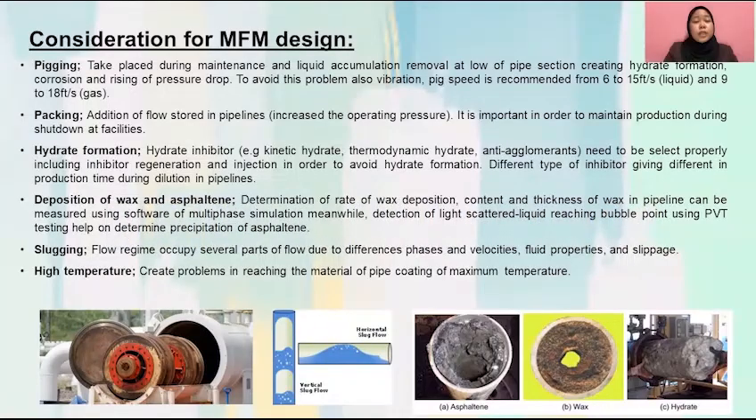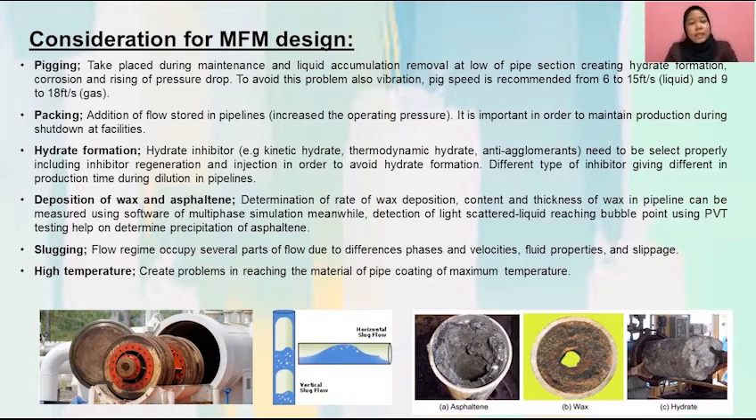Okay, we move to the next section, which is consideration of multi-phase flow metering design. The first factor is pigging. Usually pigging takes place during maintenance and liquid accumulation removal at low pipe sections, which usually creates hydrate formation, corrosion and rising of pressure drop. Thus, to avoid this problem, pig speed is recommended from 6 to 15 feet per second for liquid and 9 to 18 feet per second for gases.